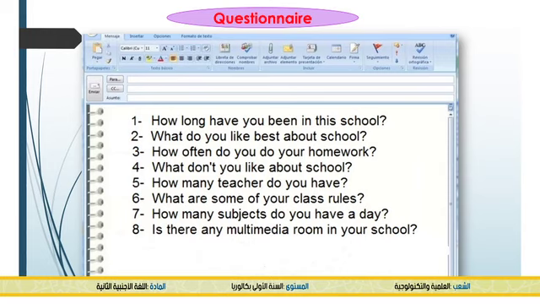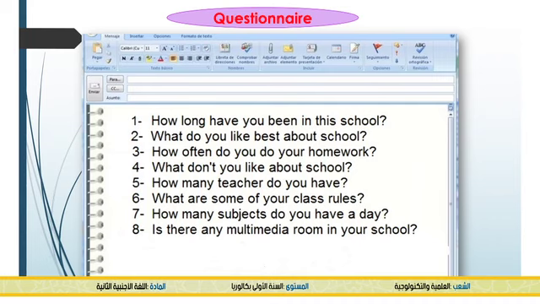Question number 3, how often do you do your homework? So again, we said it's a personal question, but a possible answer would be, I usually do my homework during night time because I feel more relaxed. Question number 5. How many teachers do you have? Basically, I have 20 teachers. I have 19 teachers. So these are just approximate numbers, of course.